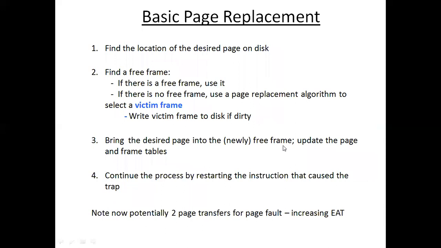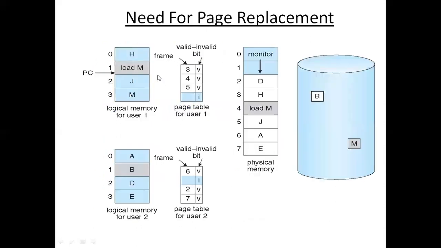Bring the desired page into the free frame and update the page table and the frame tables also. Continue the process by restarting the instruction that caused the trap. So where had you stopped? You had done till J and had not continued because you had no page of M. So now you restart from where you had stopped.